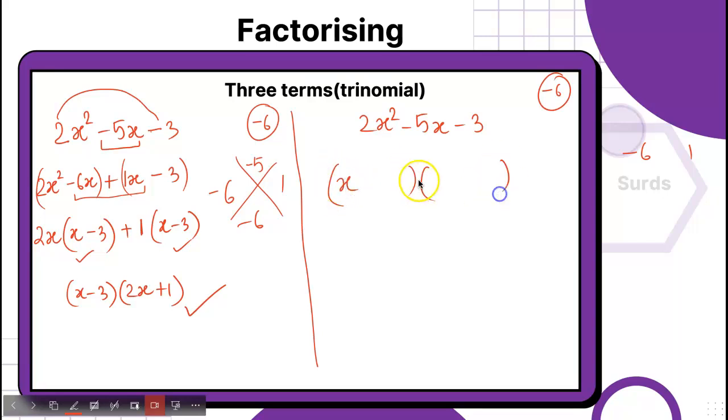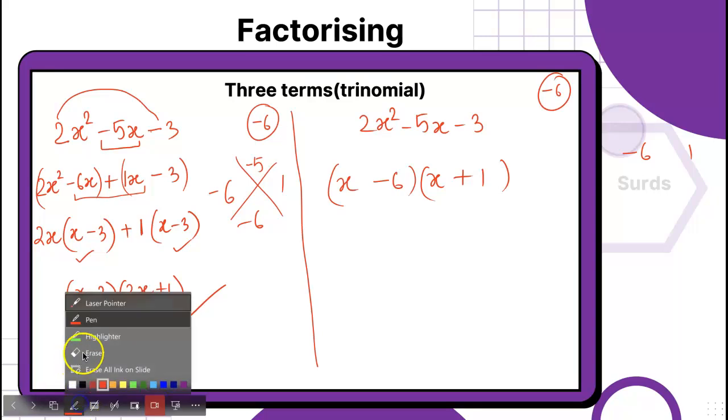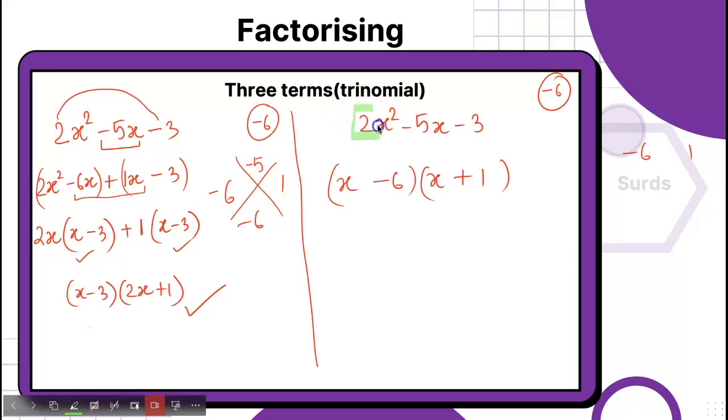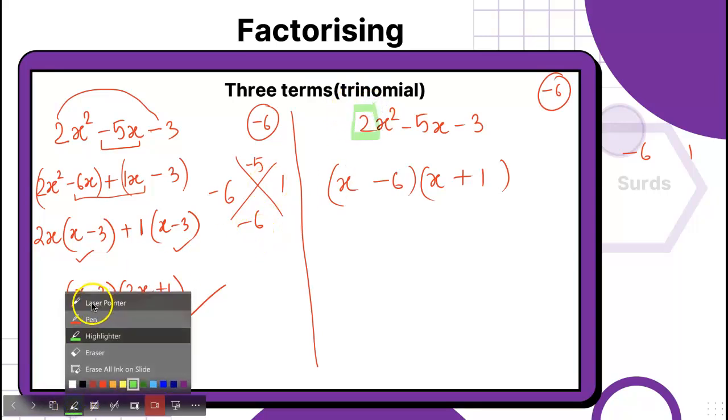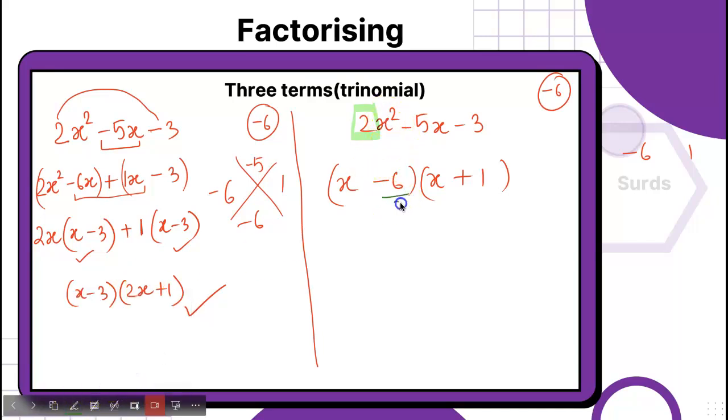x in both the brackets, x minus 6, x plus 1, correct? Divide by the particular number here. You have 2 there, so divide by 2, divide by 2. You can simplify this, 2 times 1 and 2 times 3. So it would be x minus 3 here, but there we can't simplify, so just multiply. So it would be 2x plus 1. Yeah.